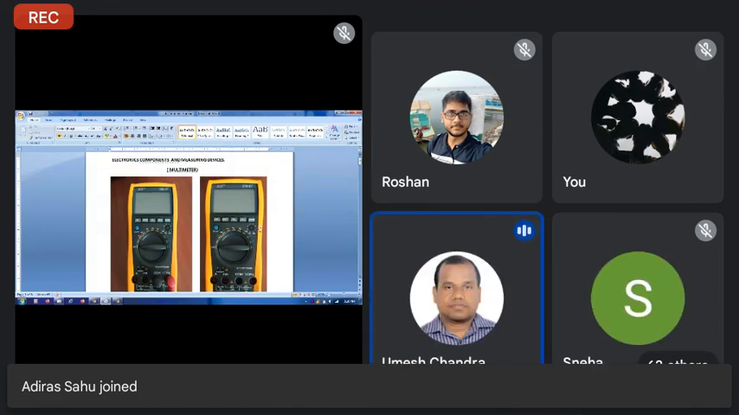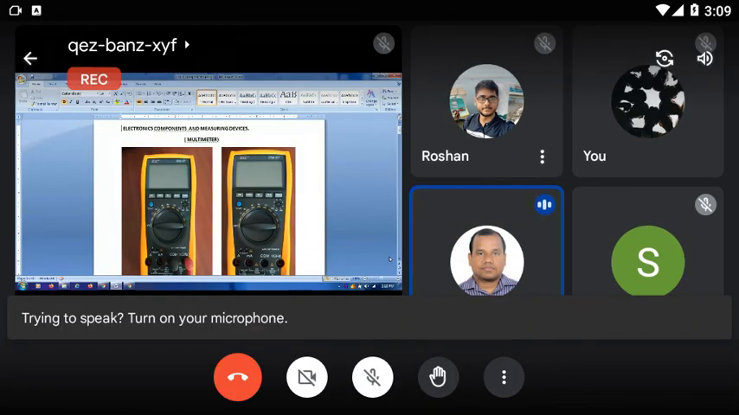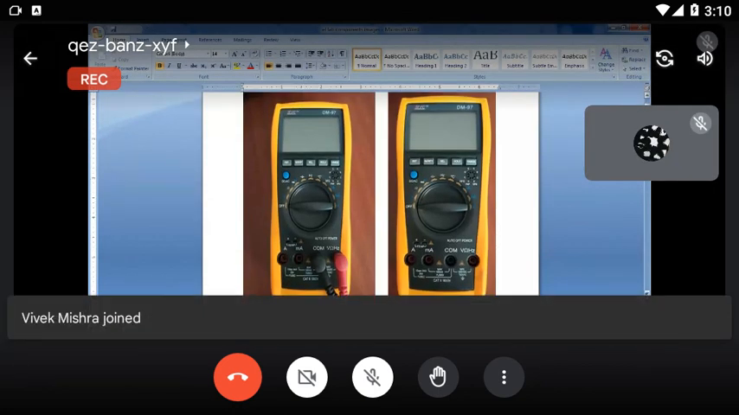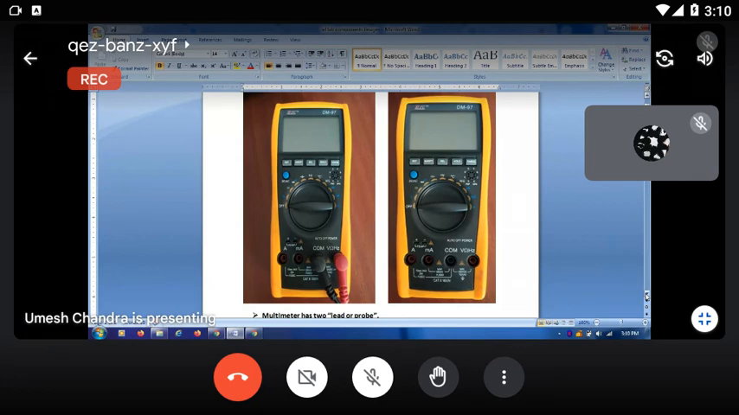Now you see, this is a multimeter. First is the multimeter. A multimeter is a measuring instrument. By using a multimeter, you measure different types of resistance values, AC voltage, AC current, DC current, or diode voltage. This is a digital multimeter. This multimeter has two leads, or two probes. One is black, another is red. The black is negative, and the red is positive.